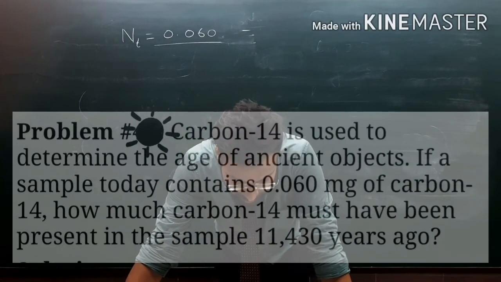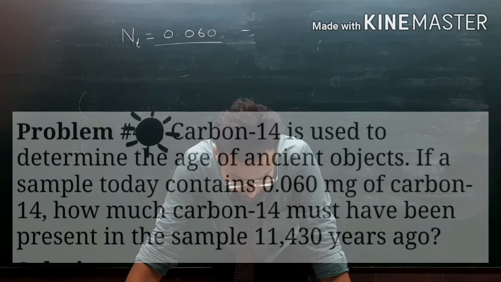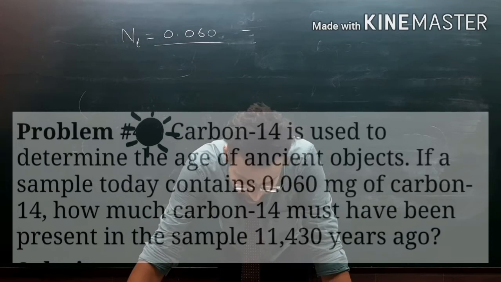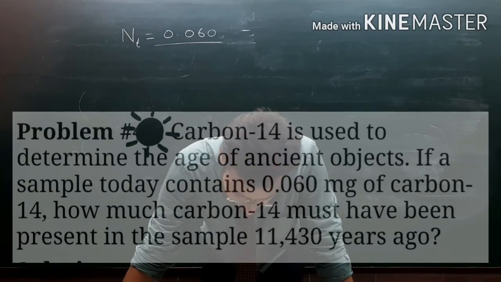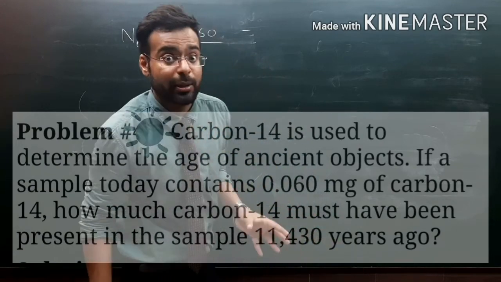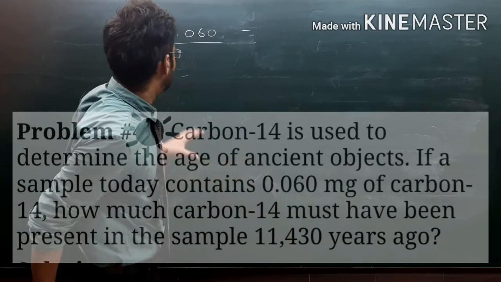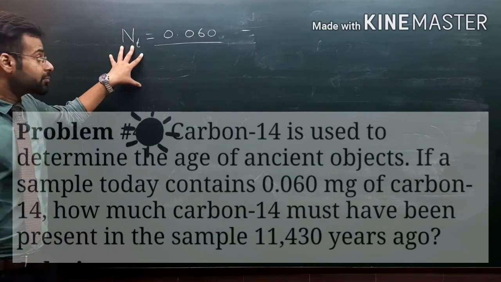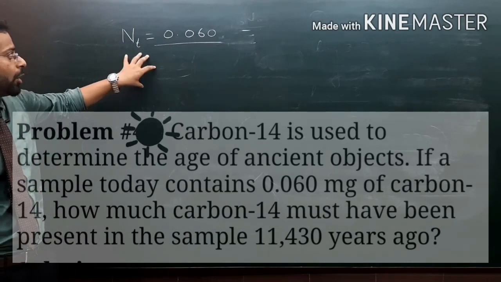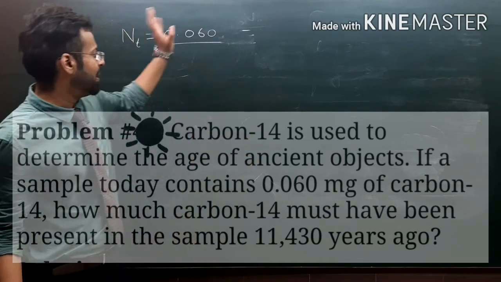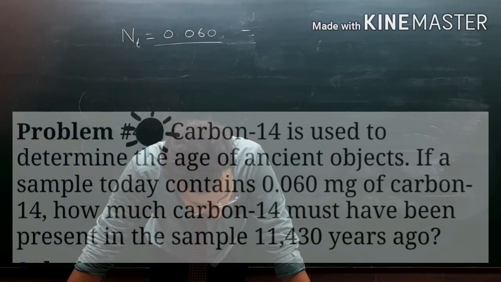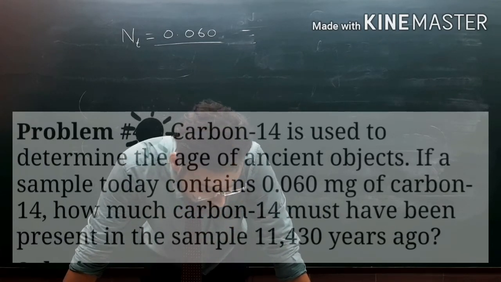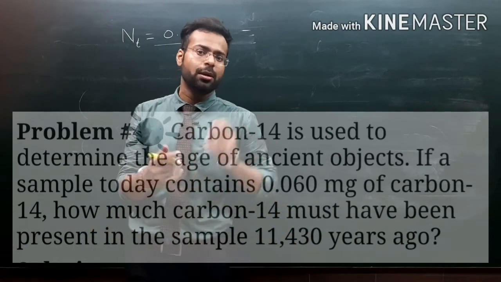I will read it for you. Carbon 14 is used to determine the age of ancient objects. Of course, we know that, nothing in that. If a sample today contains 0.060 milligram of carbon 14, it means that it is giving us the amount of carbon today, that is Nt, at time t, equal to 0.060 milligrams. Let's omit the milligrams. Now what he's asking is, how much carbon 14 must be present in the sample 11430 years ago? Now, he has twisted up the question.